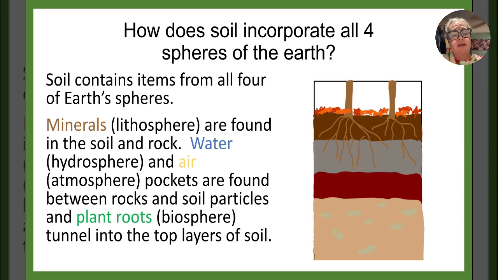Soil is an aspect of nature that incorporates all four of the spheres. So soil contains minerals, that's part of the lithosphere. It contains water, that would be part of the hydrosphere. It contains pockets, pores. There's spaces between particles, and that's very important for root systems. So roots have to get down in between all of those little pores and find nutrients, oxygen, be able to pull up water through roots.